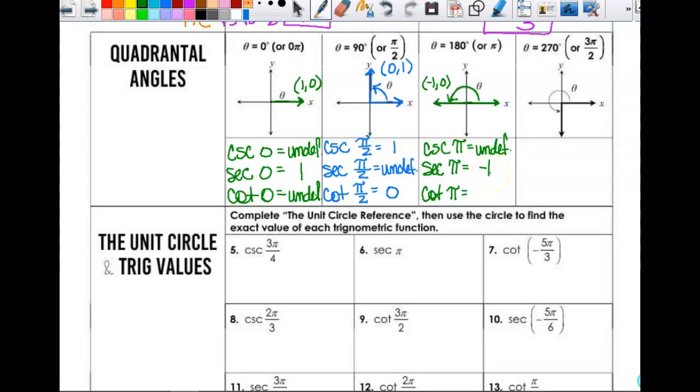Cotangent, I get there through tangent. The tangent of pi is 0. And that makes the cotangent undefined. Okay. I feel like I might have said some of that backwards and I didn't mean to. All right. And then last but not least, we have 3 pi halves.